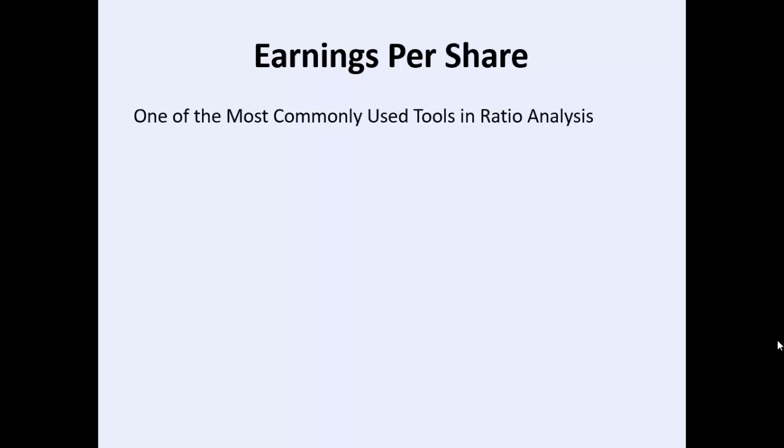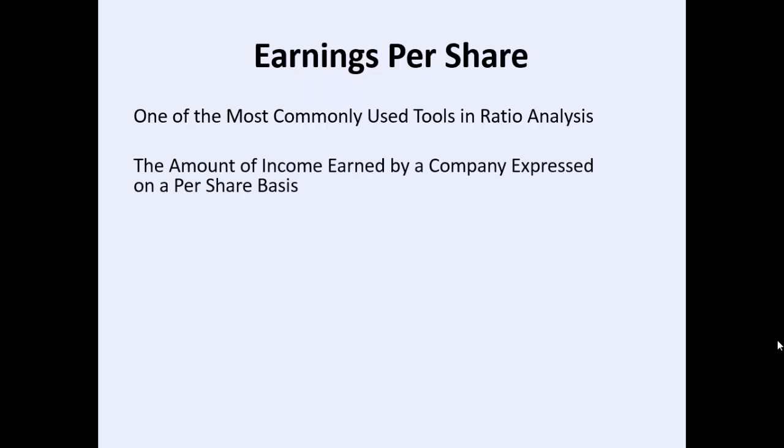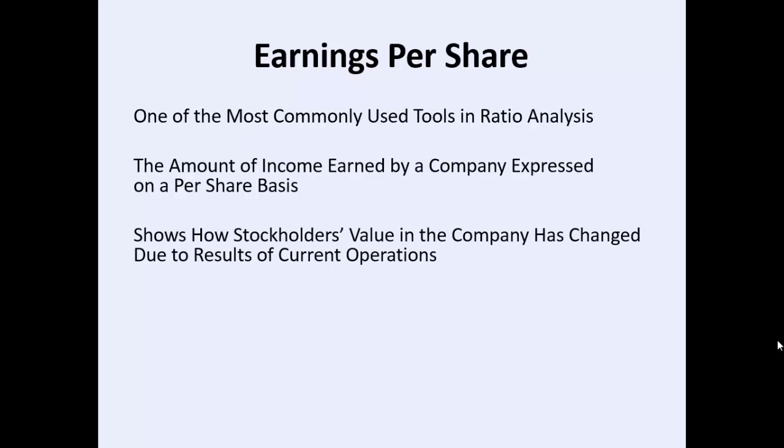So earnings per share, what is it? Well, it's one of the most commonly used tools for ratio analysis. It's the amount of income earned by a company expressed on a per share basis. So you may have heard this called something differently.